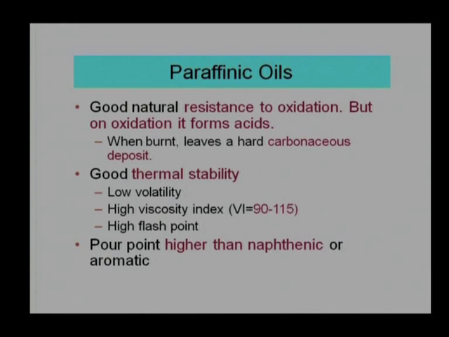Some merits and demerits of paraffinic oil. We say that paraffinic oil has a good resistance to oxidation. They are more stable against oxygen, but when they oxidize, they are no longer useful. They can corrode the environment or corrode the components which are in contact. In addition, they are not very thermally stable. When they are burnt, they make very hard deposits which can abrade the surface.